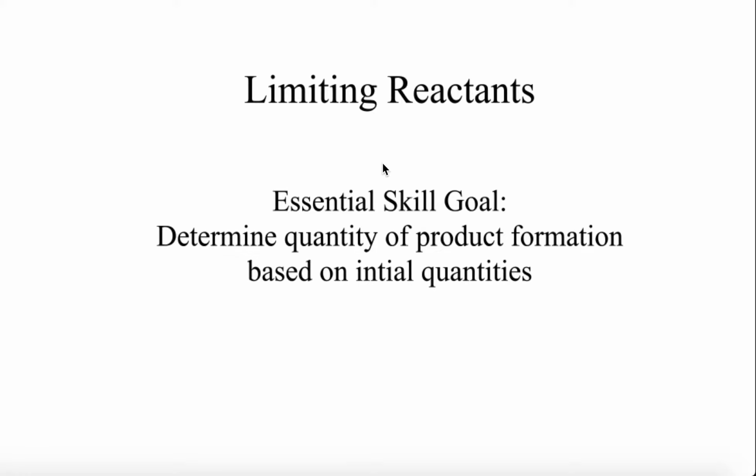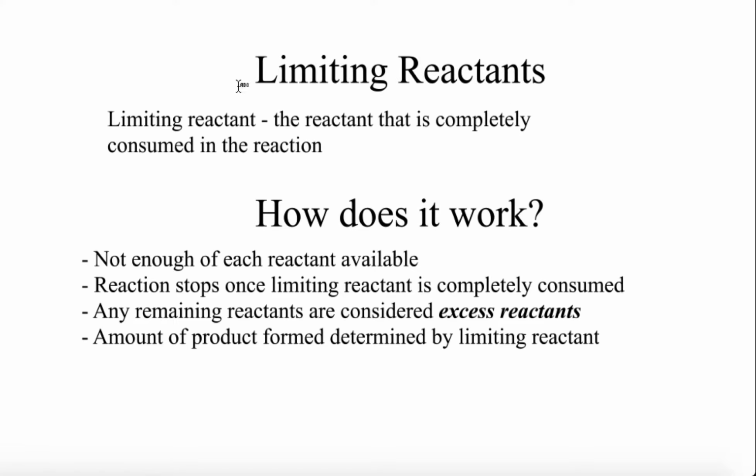Today we're going to continue our stoichiometry and introduce the concept of limiting reactants. So what we want to be able to do, much like the stoichiometry, is be able to calculate the quantity of the product here based on what we're initially given. So limiting reactants are essentially the reactant that gets completely used up in the reaction.